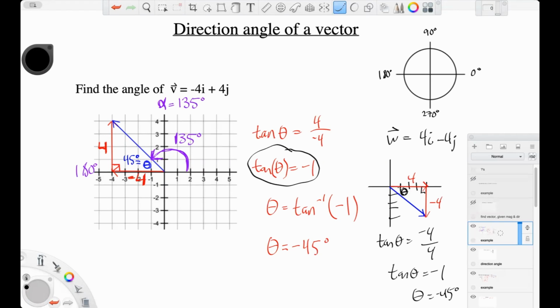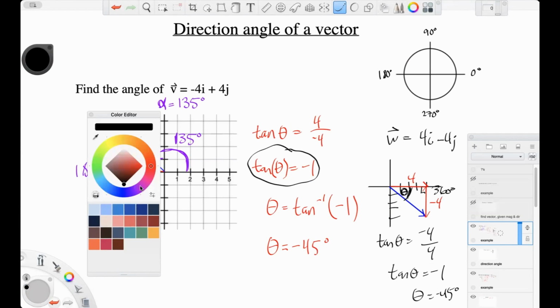But then we need to interpret that. Let me back that off, this is 360 degrees here. So if this is a -45 degree angle and this is 360 degrees here, then this is going to be 315 degrees all the way around. So this actual angle from 0 over here, that's a 315 degree angle. So then the angle of this vector is 315 degrees. Hopefully that makes sense. Okay, moving on.